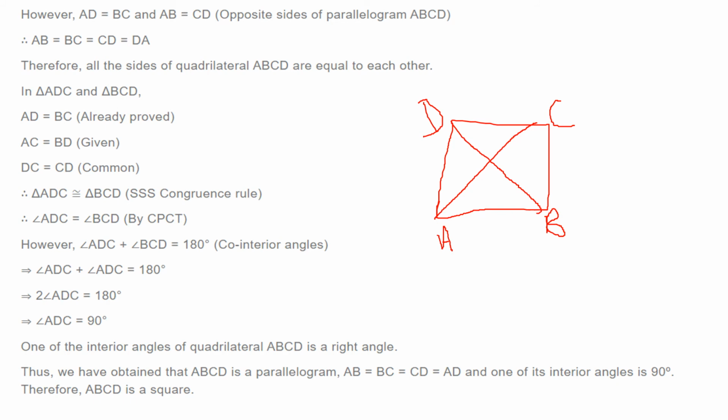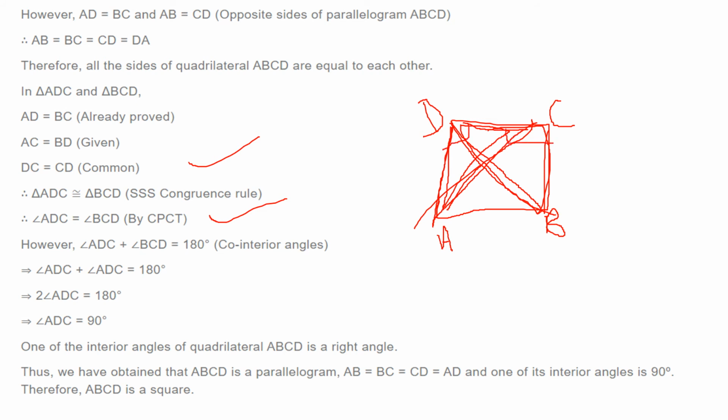Okay, this triangle and this triangle you can take and just make them congruent. How will you make it? AD equals BC, opposite sides of a parallelogram. DC equals DC, common, right? Okay, and AC equals DB, diagonals are equal, it is given to you, right? The two triangles are congruent. If both are congruent, you can say that angle ADC equals angle BCD by using CPCT. Both these angles can be equal, no?